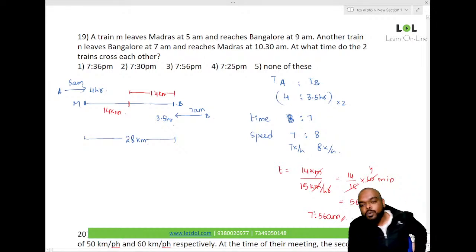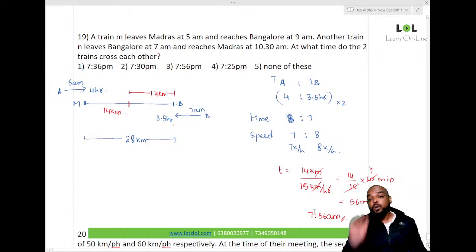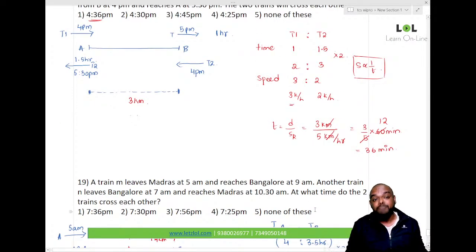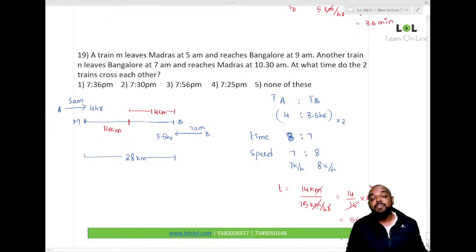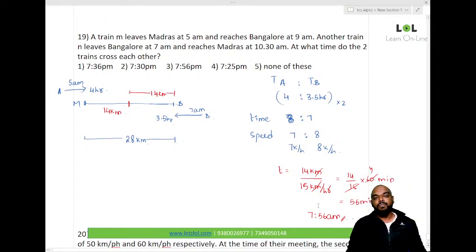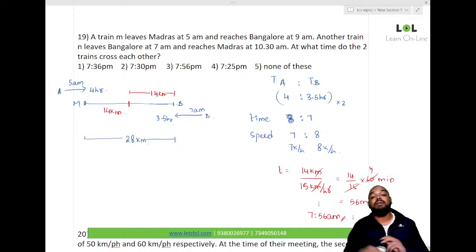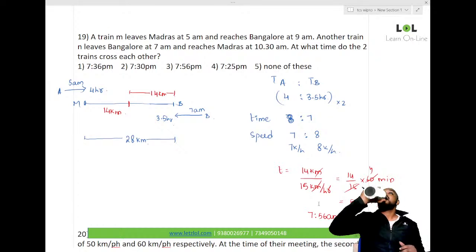What is the difference between the previous question and this question? Absolutely same. Everything is same. Only thing is, look at the previous problem, both of them left at the same time, 4 p.m., 4 p.m. But this time they left at different times. Train A left at 5 a.m. Train B left at 7 a.m. So by 7 a.m. train A would have already traveled for 2 hours. We considered its speed as 7 km per hour. So in 2 hours, it would have already traveled 14 kilometers.